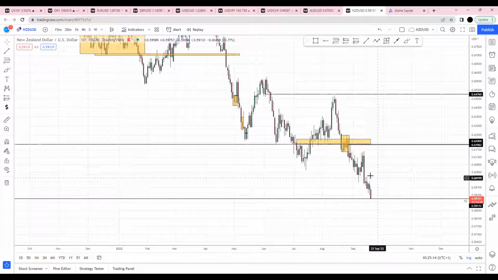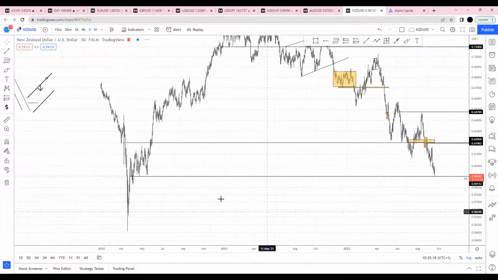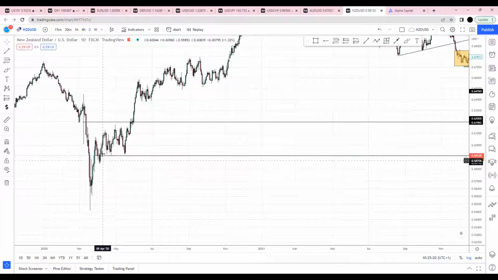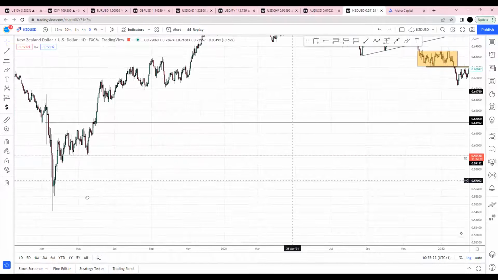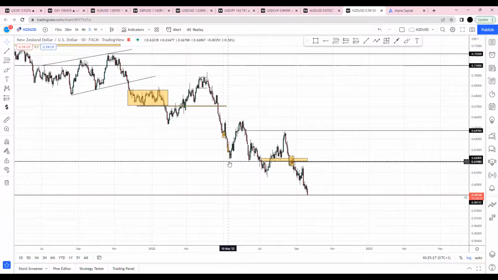We can see how the Kiwi has completely unwound, and that 59 target that we talked about last week over here, this daily region, has now been met and mitigated. So the bearish order flow we talked about last week, this lower low, lower high, lower low, lower high, mitigation of the area or close to it, 64.75.